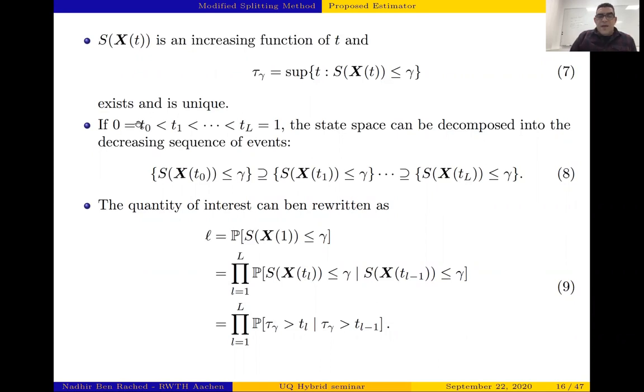So another consequence, if we consider a partition of the interval 0 and 1, the state space can be decomposed into a decreasing sequence of events. So S of x at time t0 less than gamma will include S of x at time t1 less than gamma, and so on. Then using this decreasing sequence of events, we can write the quantity of interest L as the product of these conditional probabilities.